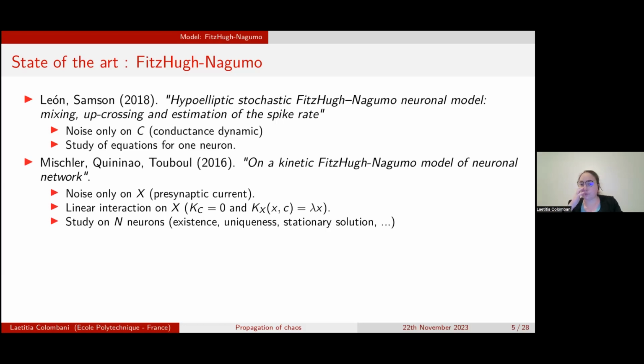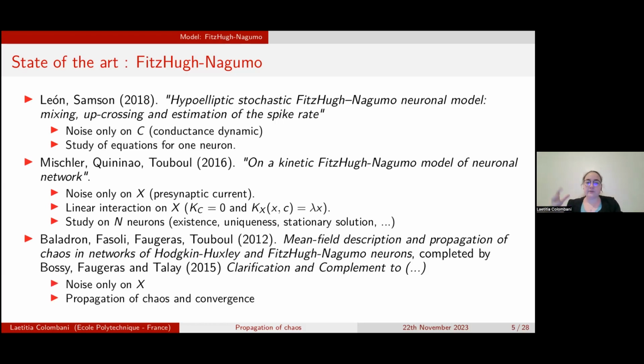Mischler, Quininao, and Touboul before have studied this model with noise only on X, so noise only from the outside of the neurons. They studied linear interactions on X, and they studied the behavior of N neurons, so the existence, the uniqueness of the solutions, the stationarity, etc. Baladron, Fasoli, Faugeras, and Touboul, and then completed by Bossy, Faugeras, and Talay, worked also on FitzHugh-Nagumo neurons with noise only on X. They worked on some propagation of chaos and convergence of the system.